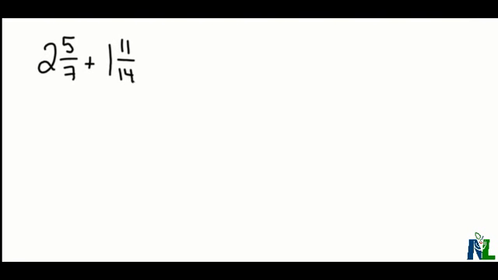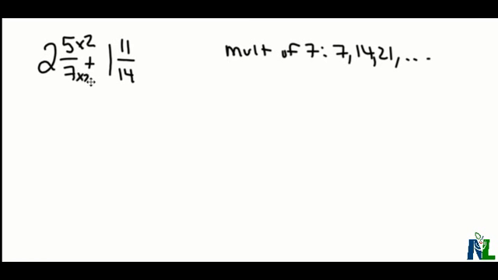So in order to add fractions, just like adding and subtracting, we need to get a common denominator. So we'll write out the multiples of 7: 14, 21, and you should see that all we need to do is change this fraction. So we need to multiply it by 2, and we get 2 and 10/14 plus 1 and 11/14.